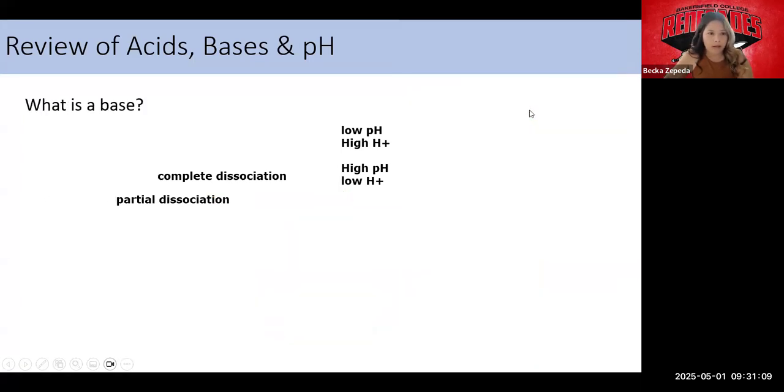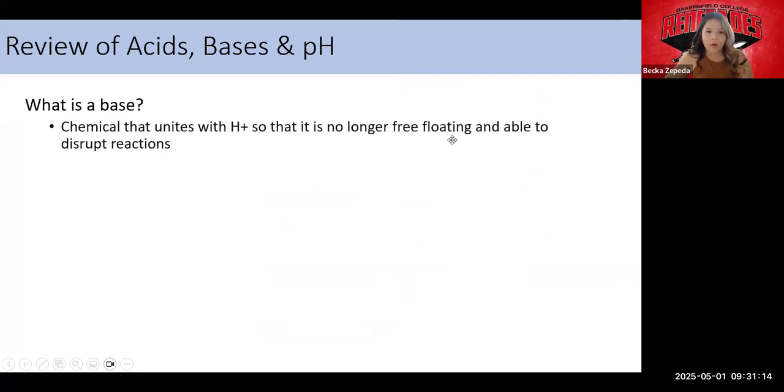So let me erase this stuff. We're talking about the next thing. So what is a base? A base is a chemical that unites with hydrogen ions so that it is no longer free floating and able to disrupt reactions. An example is bicarbonate, which combines with hydrogen to make carbonic acid. That's one way we get rid of those free floating hydrogen ions, and we use our bicarbonate buffer equation that we'll talk about many times during this lecture.